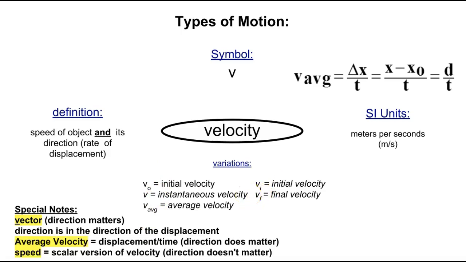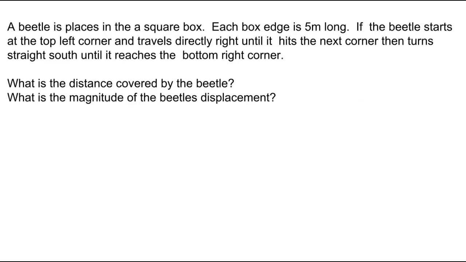All right, so let's look at a practice problem, calculating velocity and displacement and seeing how this all works. All right, so I have a beetle. It's been placed in a square box. Each box edge is 5 meters long, and if the beetle starts at the top left corner, it travels directly right until it hits the next corner and then turns straight south until it reaches the bottom right corner. Question 1 asks, what is the distance the beetle traveled?